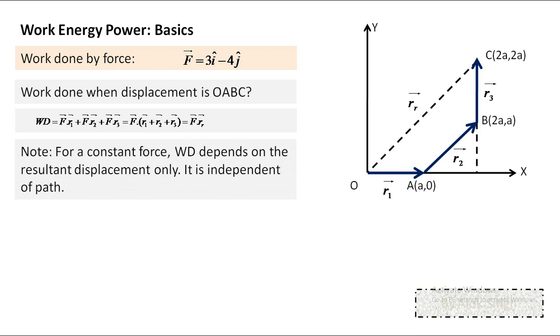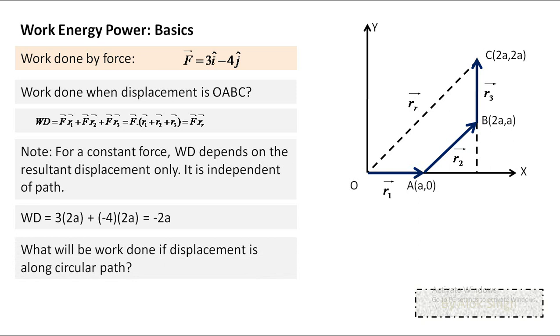So work done along OABC is the same as work done along OC, or if we take the particle along any random path, as long as the starting point is O and the end point is C, displacement is the same, work done will remain the same. It is independent of path. So what is work done here? Pretty simple to calculate. Displacement will be equal to 2i cap plus 2j cap. We take the dot product and the work done comes equal to minus 2a.